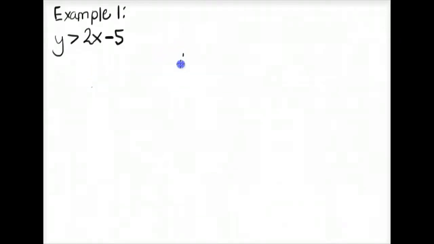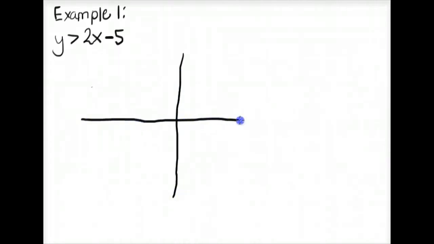When we draw the graph, we're going to first start by drawing our axes. It's going to be the exact same, and we're actually going to draw the line the exact same as well. So the y-intercept's at -5, so we go down 1, 2, 3, 4, 5. And then the slope is 2, so we'll count up 1, 2 over 1, and repeat that down and up the line. So we're going to have this line.